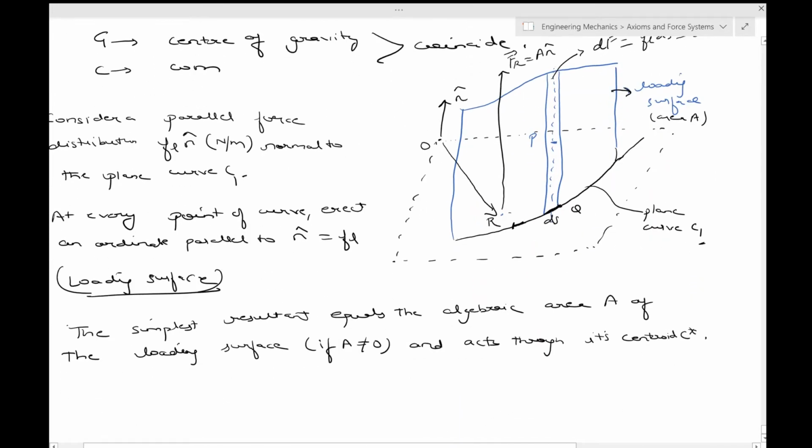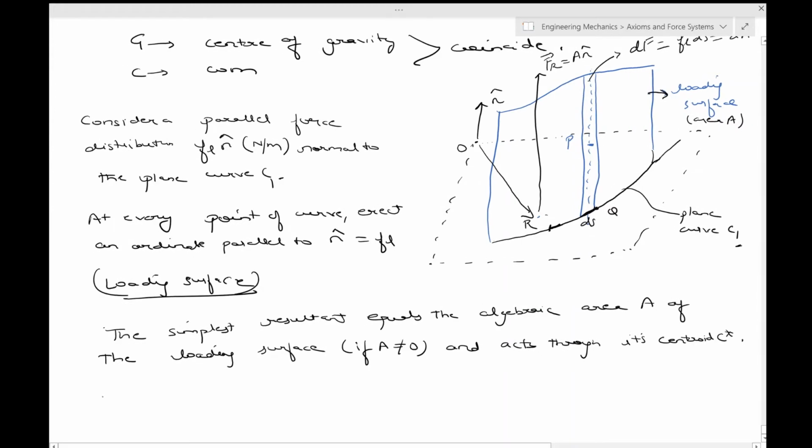So dF is the force on the small element ds, that is equal to FL ds, and this will be equal to dA. This dA is essentially the area of this strip. Now the resultant force is the integral of dF over the whole.